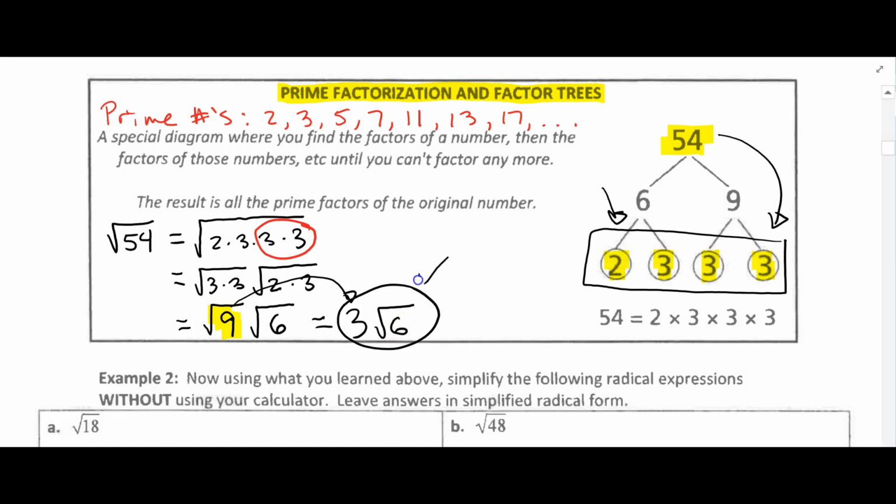Alright, so simplifying radicals is a skill that you're going to need to have for when we're working on the Pythagorean Theorem. We're going to be using prime factorization with factor trees, and in the next video we'll go through 2 more examples. So if you have any questions about this one, make sure you get help, and we'll see you in the next one.